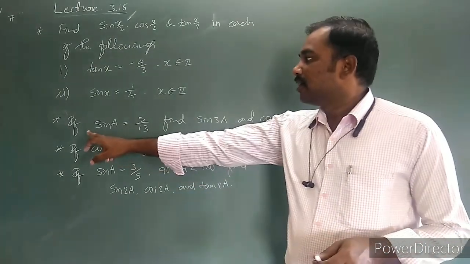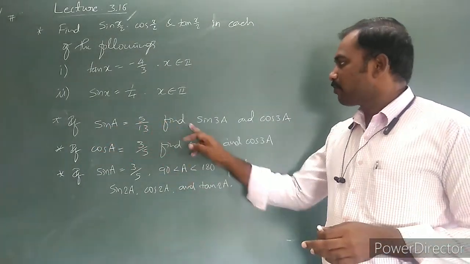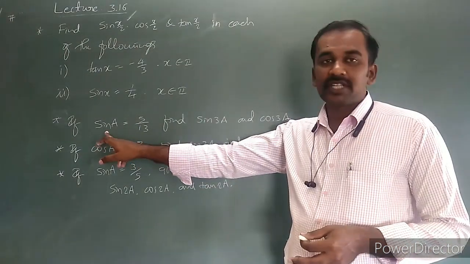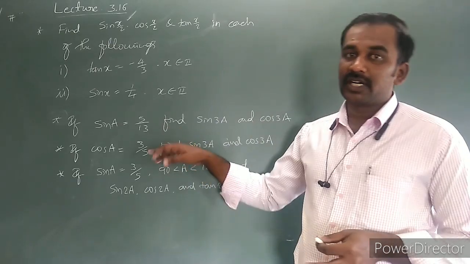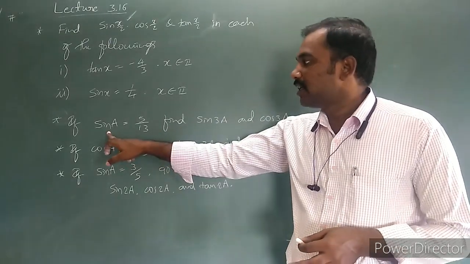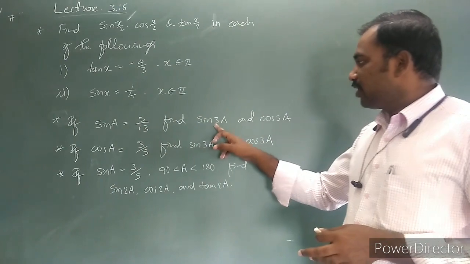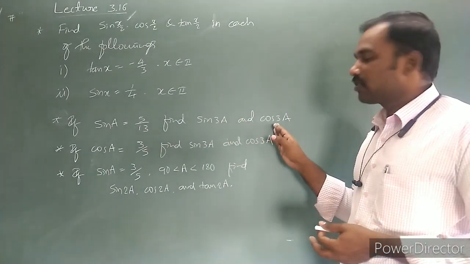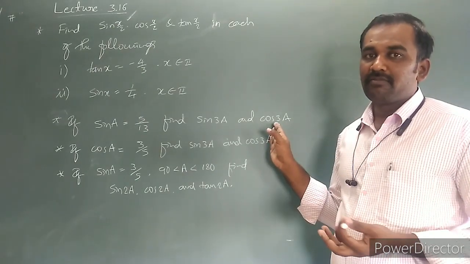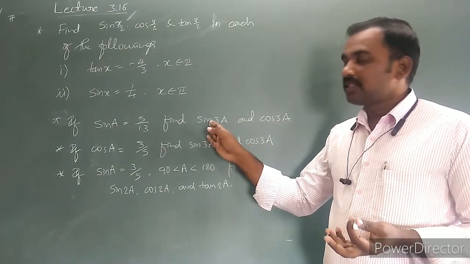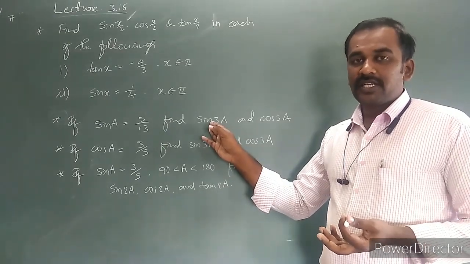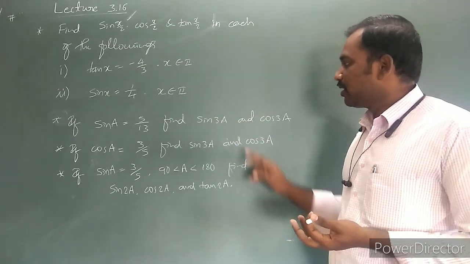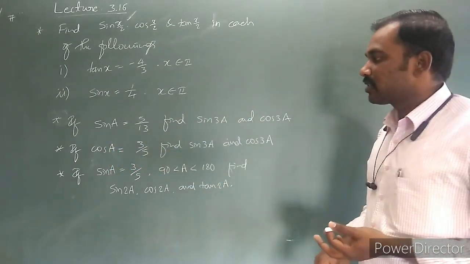And next one, please. If sin A is equal to a given value, find sin 3A and cos 3A. As you have studied sine 2 theta and cos 2 theta, in the same manner, sine A is given and we need to find the sine 3A and cos 3A values. Already you know the formulas. What is the cos 3A? 4 cos cube A minus 3 cos A. Sine 3A is 3 sine A minus 4 sine cube A. Using that identity, we can easily find this one.